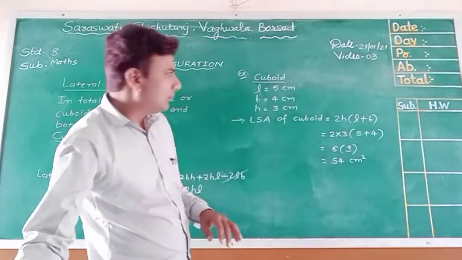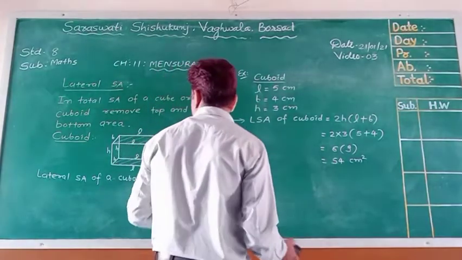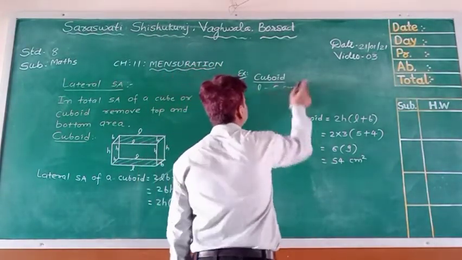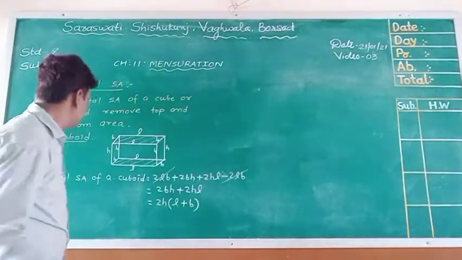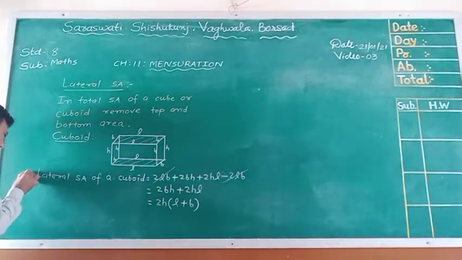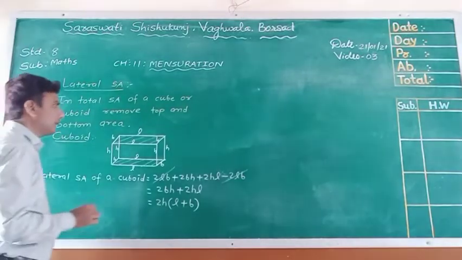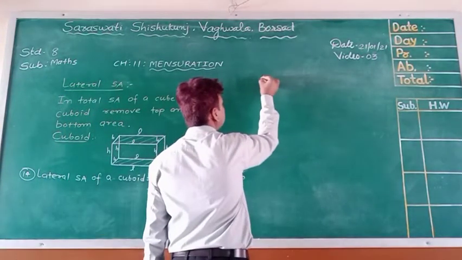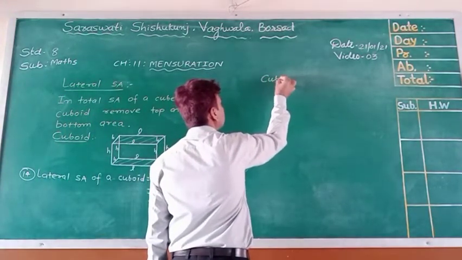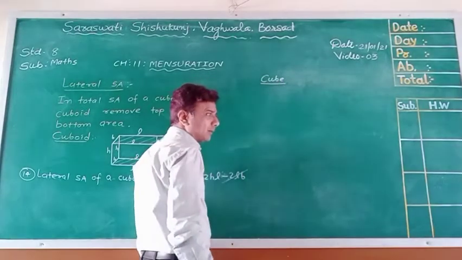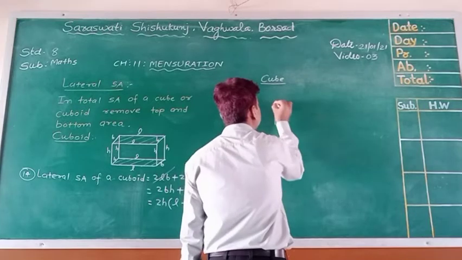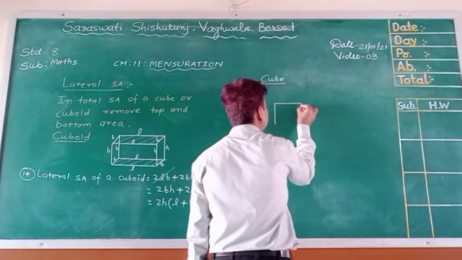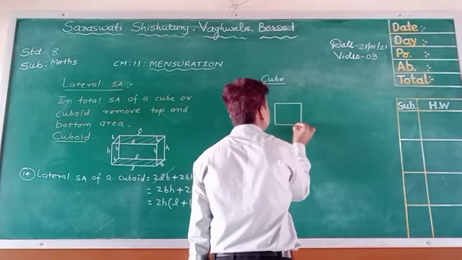Okay. Now, the same concept for the lateral surface area of a cube. See, this is our formula number 14. Now, for cube, see lateral surface area. So this figure is for a cube.